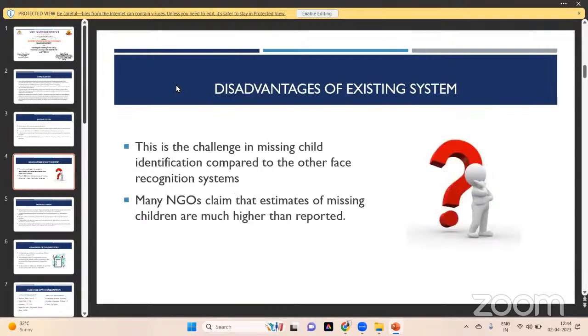The disadvantage of the existing system is that the complaint about missing children is made physically at the police station. That's why identifying missing children is very challenging compared to other face recognition systems. Not only that, NGOs estimate the number of missing children is much higher. It's not possible to report all missing child cases at the police station. That's why we implement the proposed system.